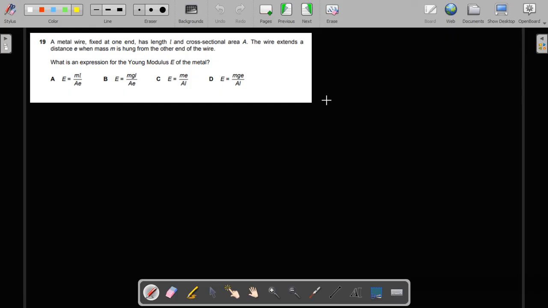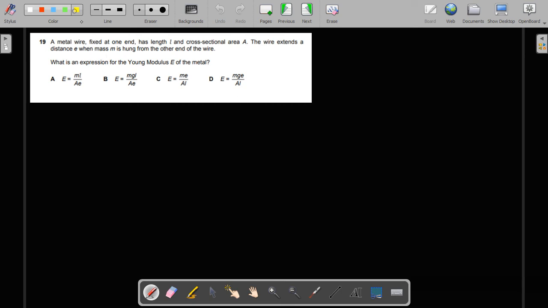Question 19. A metal wire fixed at one end has length L and cross-sectional area A. The wire extends a distance E when mass M is hung from the other end of the wire. What is an expression for the Young modulus E of the metal?